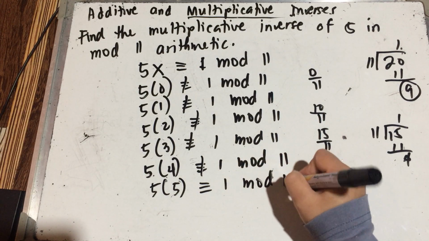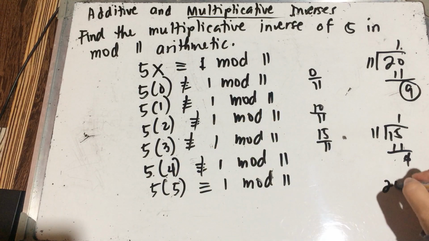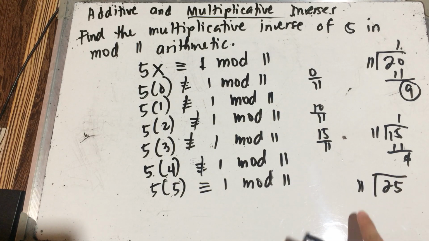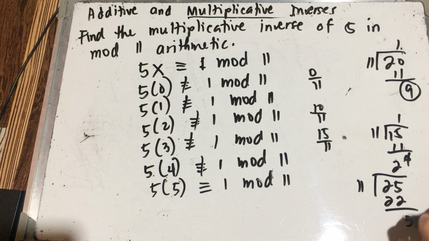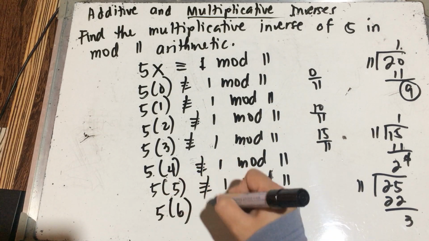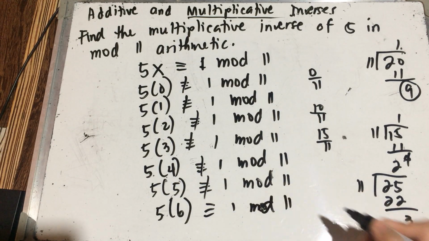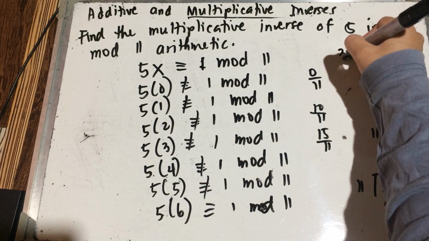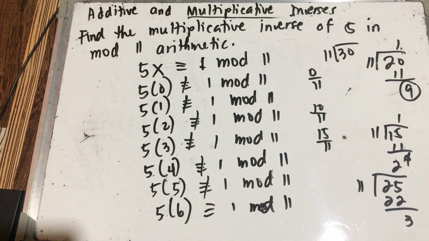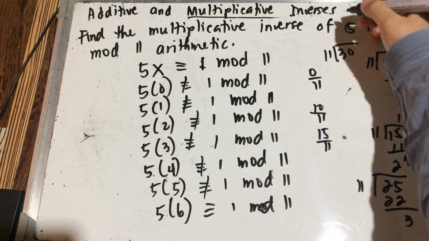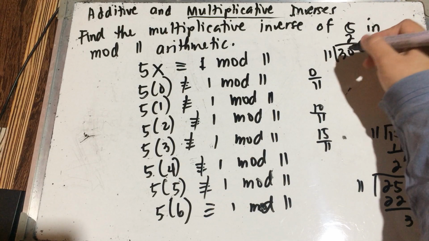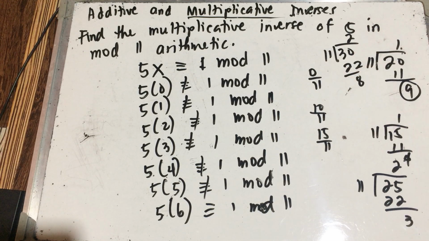1 modulo 11. So, we have 25. And then, divide it by 11. So, ang pwede dito ay 2. So, 22. So, ang remainder ay 3. Hindi din pwede. Medyo mahaba-haba na ating nagagawa. So, 1 modulo 11. So, magiging 30. Divide it by 11. So, ano ba ang pwede dito? 2 lang. So, we have 22, 8 ang remainder. So, hindi pa din pwede.